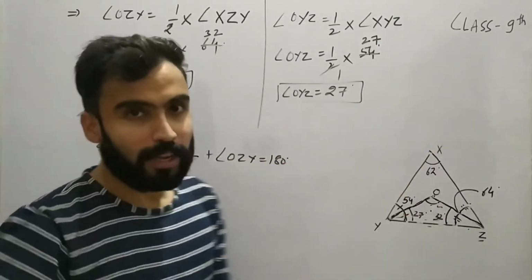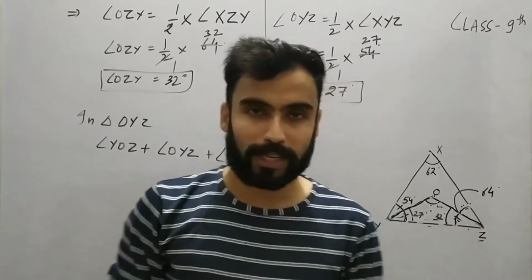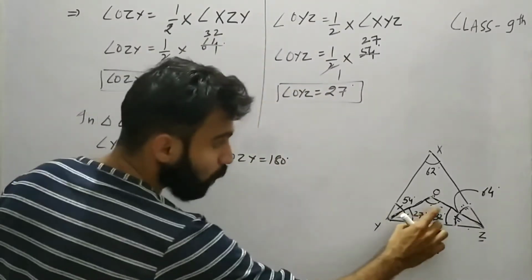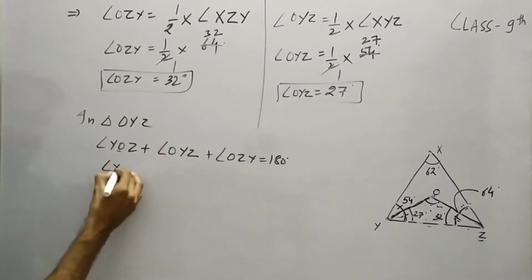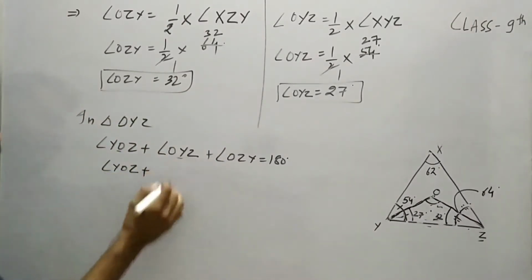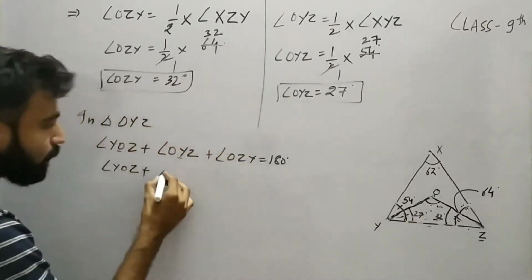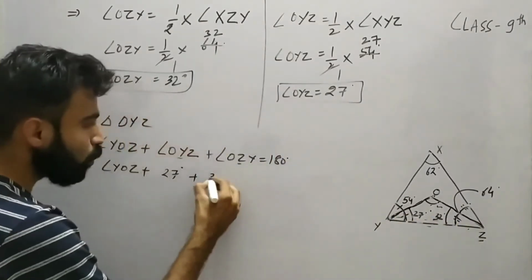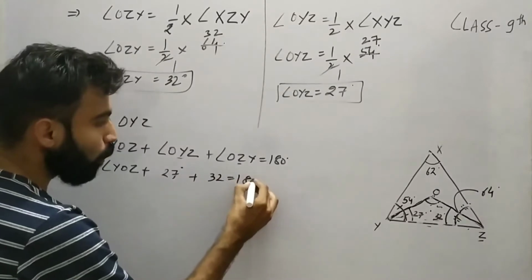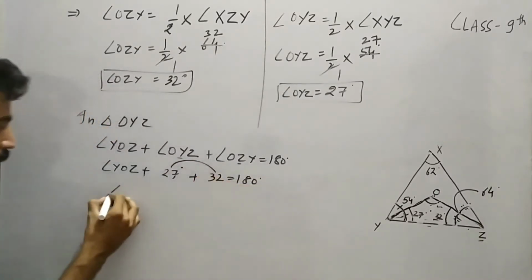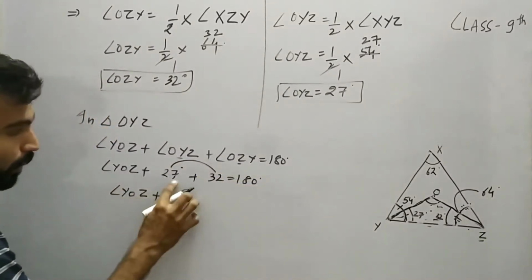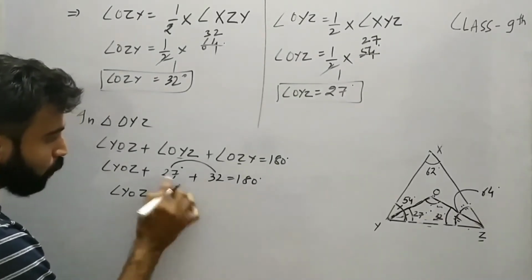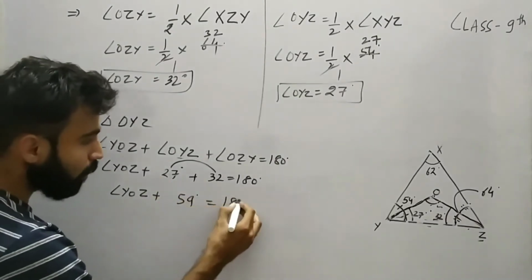You can also write again that sum of all the angles of a triangle is 180 degrees. So that's the reason. So what is angle O? That is what we have to find out, right? So leave it as it is. Now what is angle Y? You can see it, 27 degrees, right? So what is angle Z? That is 32 degrees, equal to 180 degrees. Now simply add them. So YOZ plus 27 plus 32. 7 plus 2 is 9. 3 plus 2 is 5. So 59 degrees is the total.